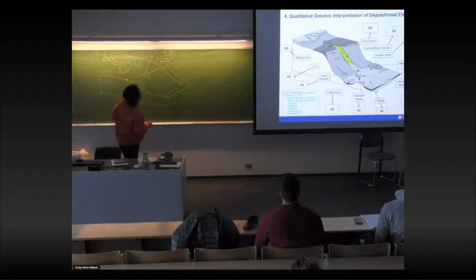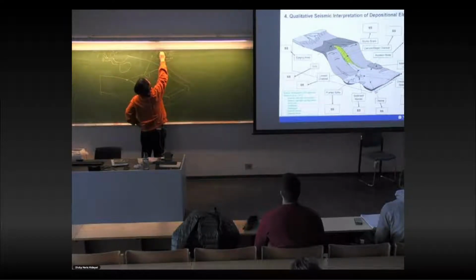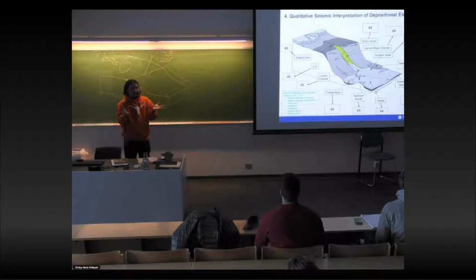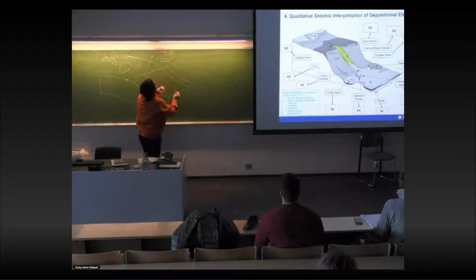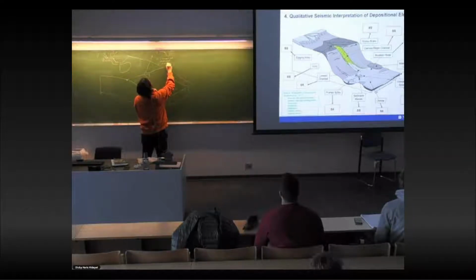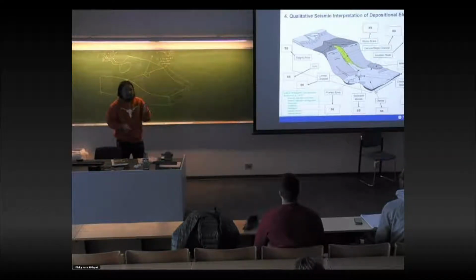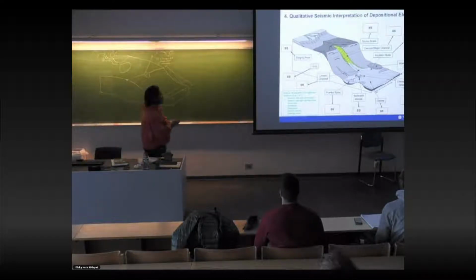Continuity. So mostly this surface is continuous because this represents the seabed at the time. So this surface, the canyon surface, is mostly continuous. So number 3 is continuous, except if you have a fault, then it's not continuous. But normally this is continuous because this represents the seabed. Amplitude.